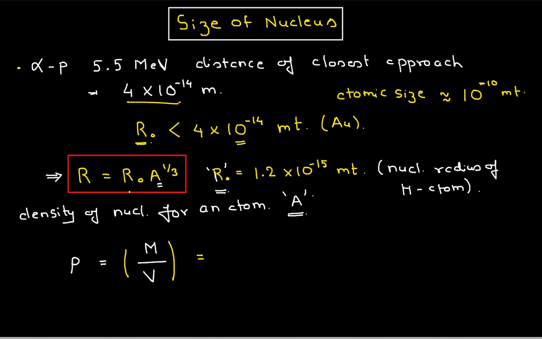No one got it. Edwick got something, that's not correct. Density has to be very large. Mass is how much? A. Divided by the volume, 4/3 pi R naught cube into A. Is this correct? So you have to multiply by u in the numerator, 1.67 into 10 to the power minus 27. A is gone. So R naught is this. Substitute and tell me what is the answer.